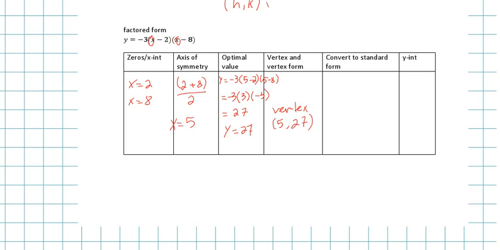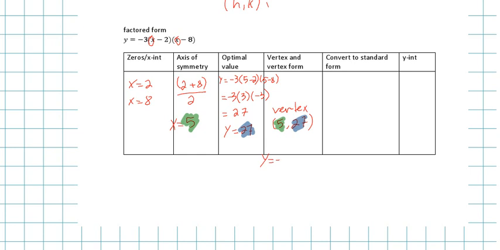So this value is your h, and this value is your k of the vertex. And this is not going to change, it's always going to be that. Now I found my vertex. Let's put it in vertex form. y equals negative 3 (x minus 5) squared plus 27.